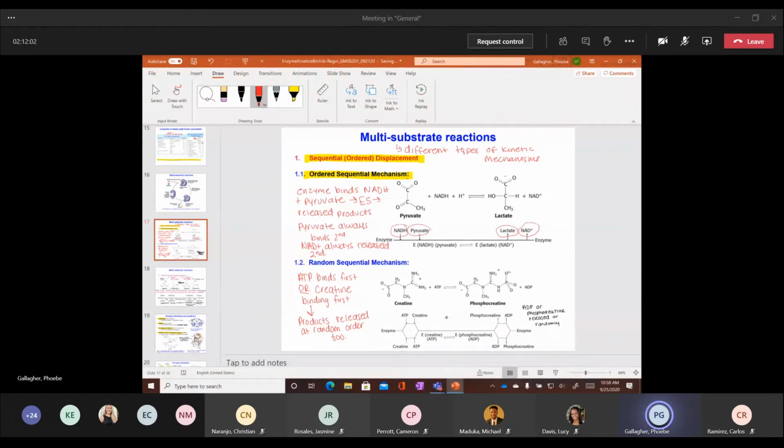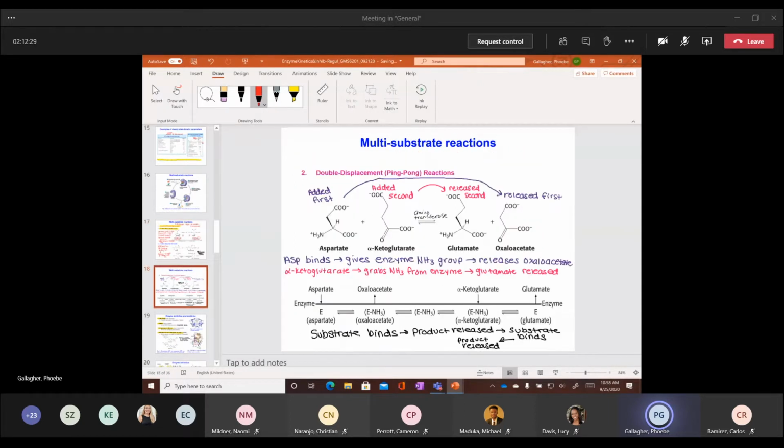For the random sequential, you're going to have either creatine or ATP binding first, so it doesn't matter which one binds first. It also doesn't matter which one is released first. Sometimes ADP will be released before phosphocreatine, other times phosphocreatine will be released before ADP. But the difference between these two and the ping pong is that your substrates are both going to bind first, and then your products are both going to be released after that.